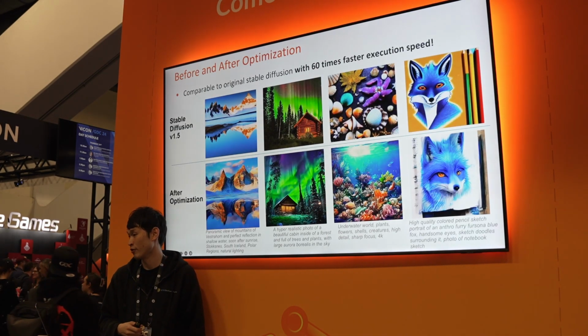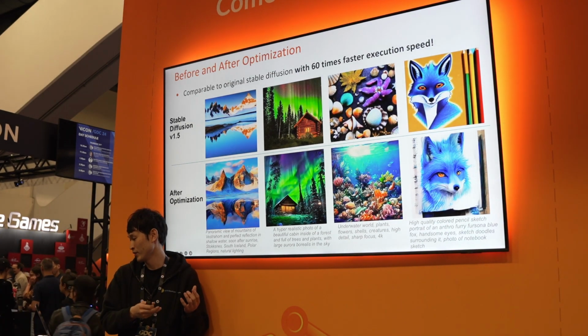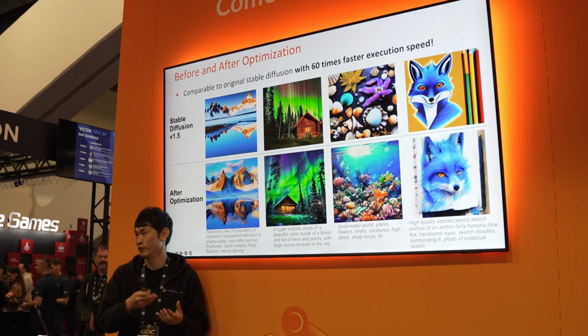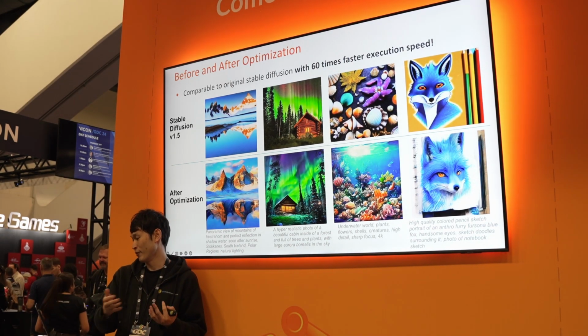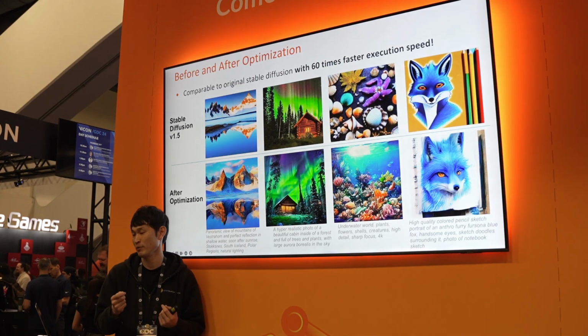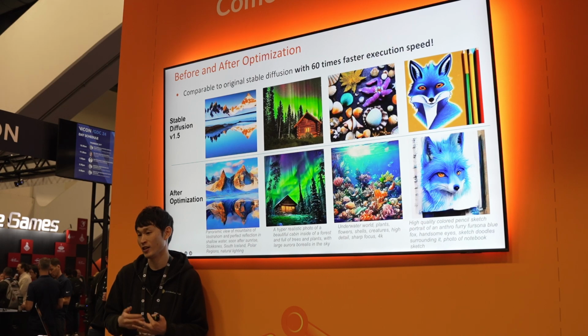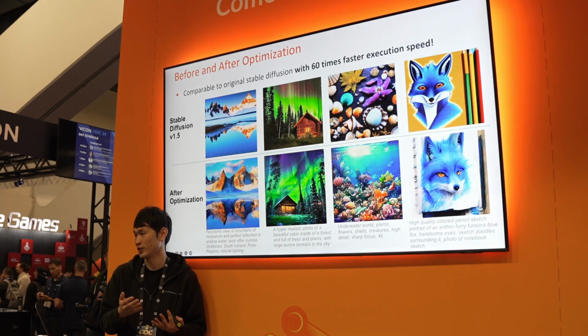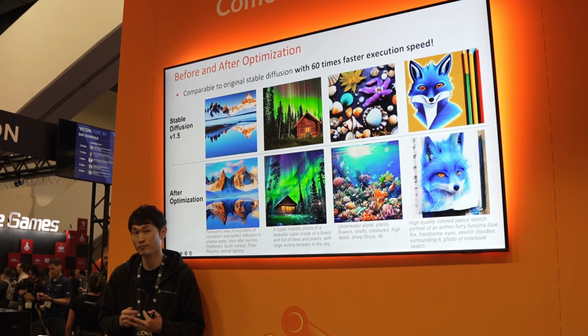Finally, this is a comparison of the images generated by the original stable diffusion and also our model after all the optimizations we have listed. As you can see, when comparing the results using the same prompts, we have achieved fairly good results comparable to the original stable diffusion, but it's 60 times faster than the original one.